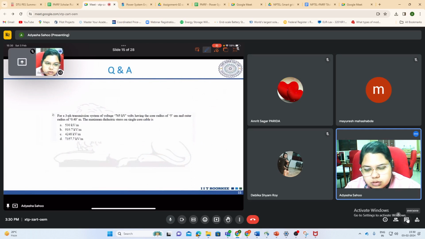Then the next question: for a three-phase transmission system of 765 kV, the core radius is 5 cm and the outer radius is 0.4, this is in meters, and that is in cm. The maximum dielectric stress on a single core cable, E max or G max, is?